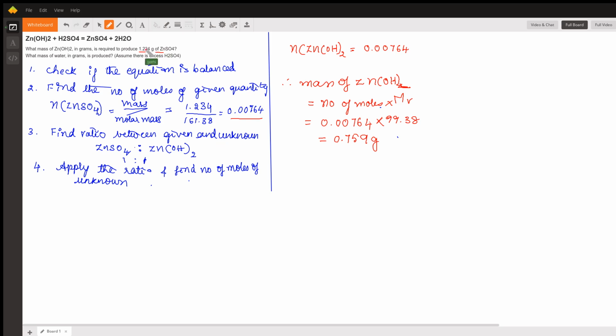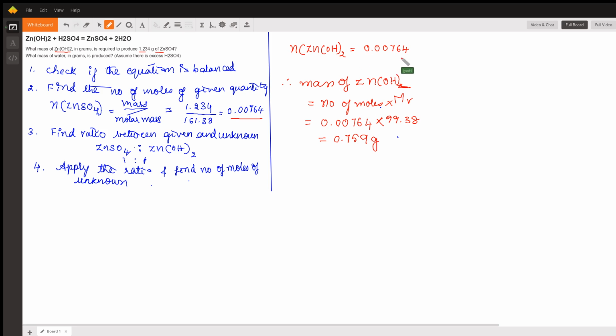Since we found the number of moles of the known quantity, the next step is to find the ratio between the given quantity and the unknown. The unknown is whatever you're asked to find. In this case, the unknown is zinc hydroxide. The ratio is found to be 1:1 between zinc hydroxide and zinc sulfate, which means if 1 mole of zinc hydroxide will produce 1 mole of zinc sulfate, then 0.00764 moles of zinc sulfate would need the same number of moles, 0.00764 moles, of zinc hydroxide.